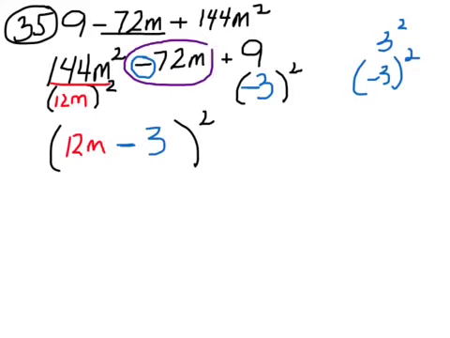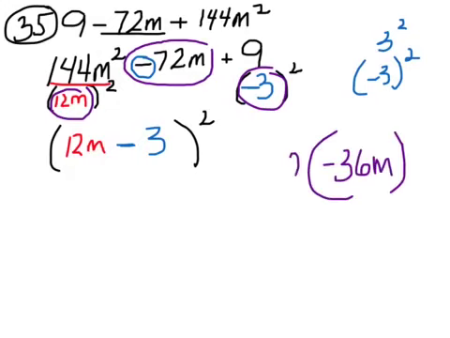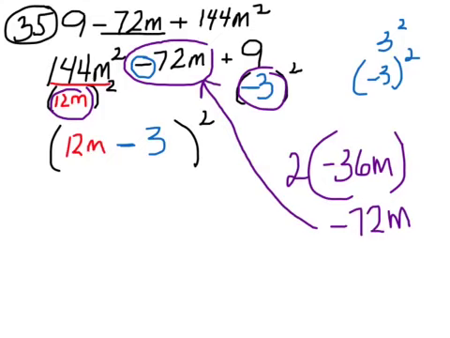If you remember what we do is we multiply the 12m times the negative 3, the two things that we wrote in our parentheses. That would be negative 36m, but I got to double it. Because remember when we multiplied them out, there were 2 copies of this sitting there. 2 times negative 36m is negative 72m. Is that what we had up here in the middle? It sure was, so we know we factored it correctly.